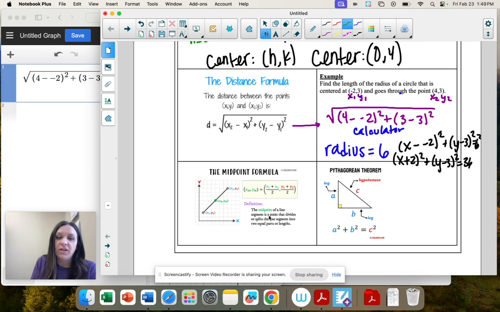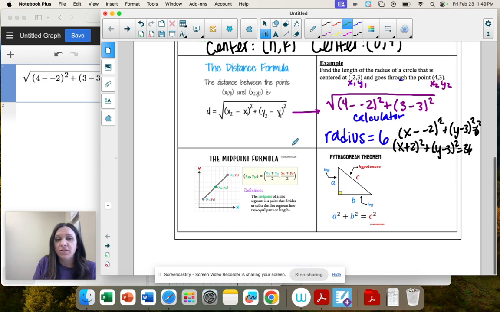You're also going to be using the midpoint formula. You'll be given the diameter points of a circle, and the midpoint will give you the center of the circle. So the midpoint's just the average. You add the x values, divide by 2. Add the y values, divide by 2. And then always the trusty right triangle Pythagorean theorem. We're going to see that in this section as well.